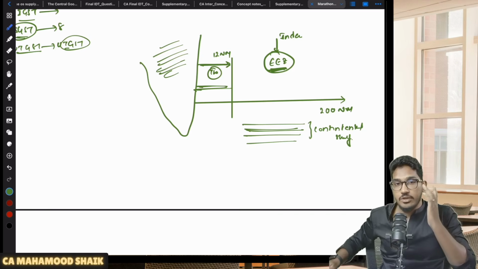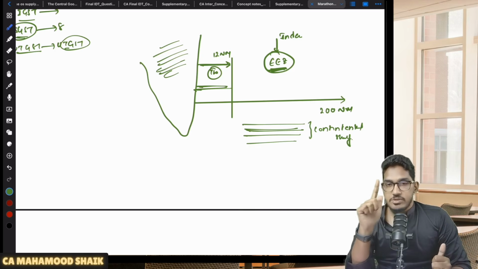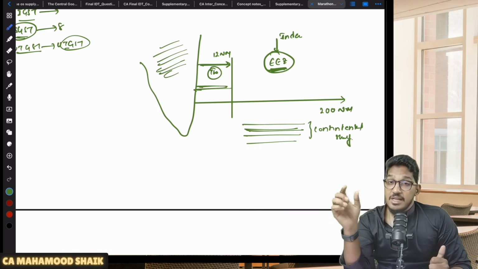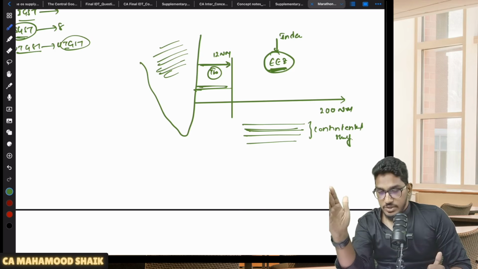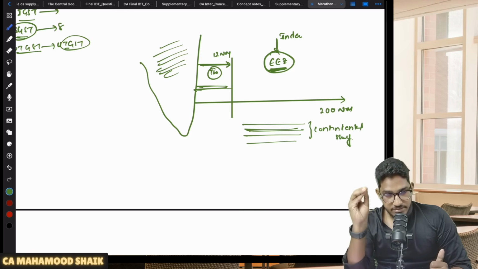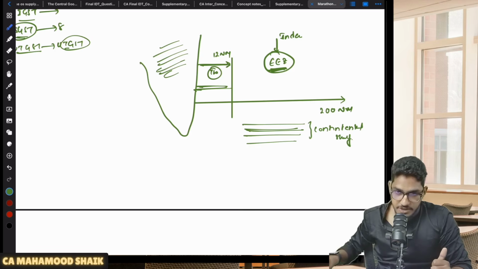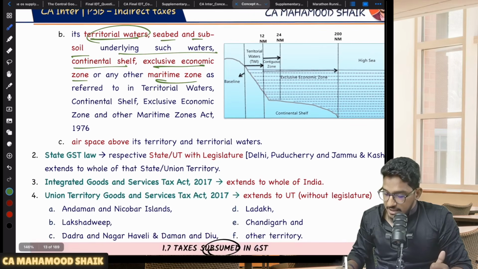So tell me, what all will get included in the India definition? It includes the entire territory of India. It includes territorial waters up to 12 nautical miles. It includes the seabed and subsoil beneath it. And it also includes the exclusive economic zone, which can extend up to 200 nautical miles from the coastal line. And below that, whatever landmass we have, which we call the continental shelf, will also fall under the India definition. Thereafter, it also includes any other maritime zone.